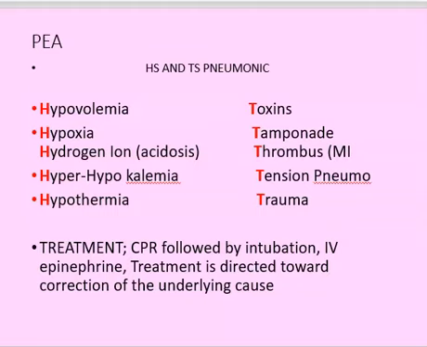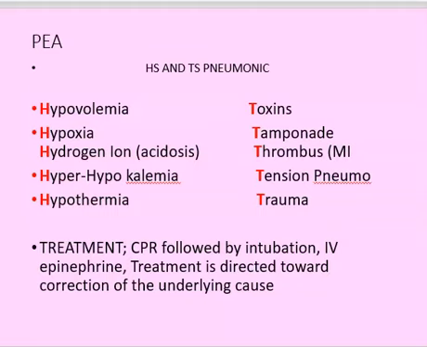Cardiac tamponade. They came back from surgery and the CABG and the blood vessel came off of the heart, and now blood is going everywhere. Did they throw a thrombus? Okay. Do they have a tension pneumo, or have they had trauma? What is the treatment for PEA? CPR, get them intubated. Try IV epi. Treatment is directed towards correction of the underlying cause.